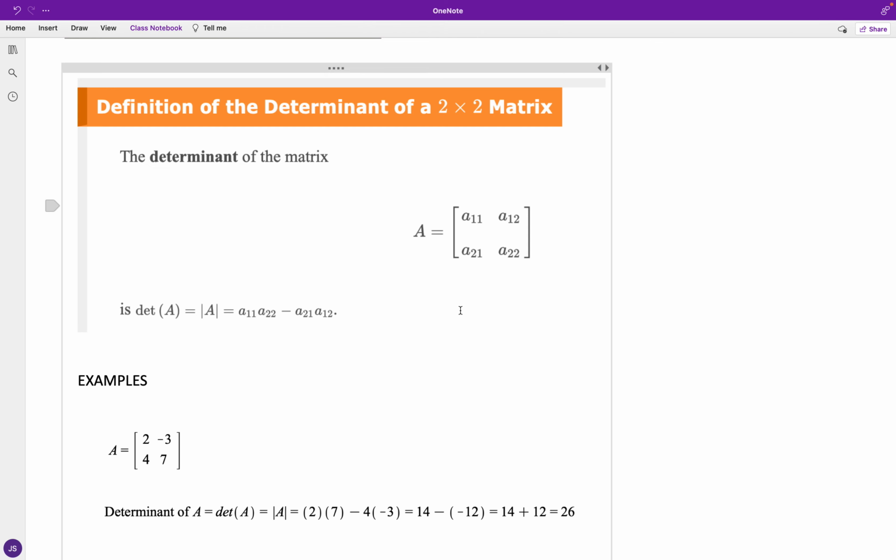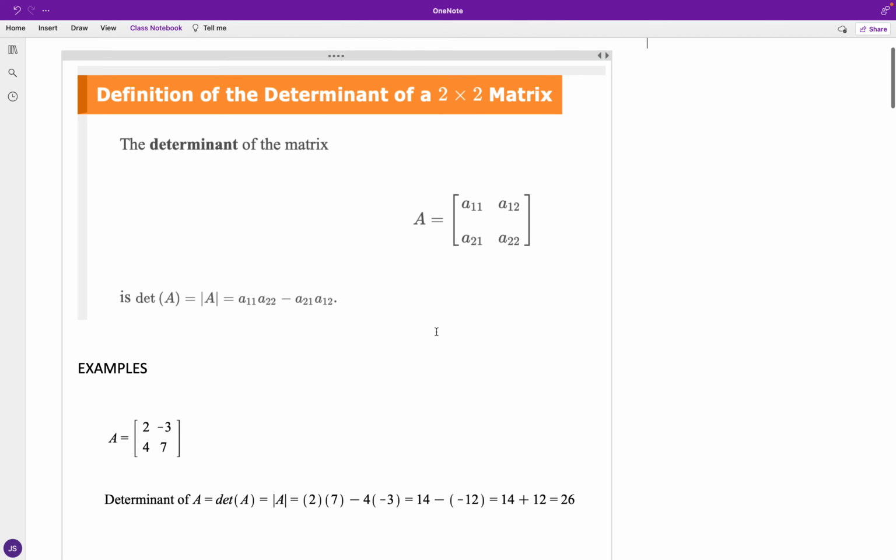And for the determinant of this particular 2 by 2 matrix, you're looking at taking diagonal products, where you're taking the difference of them. So you have the upper left times the lower right minus the product of the lower left times the upper right. Okay, so you have a of 1, 1 times a of 2, 2 minus a of 2, 1 times a of 1, 2.